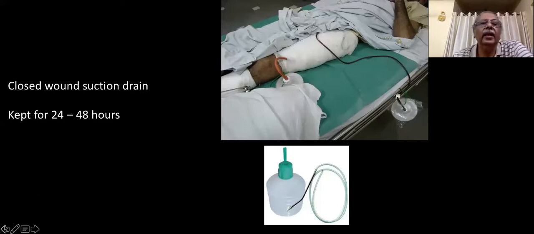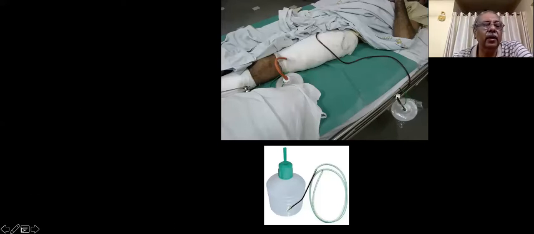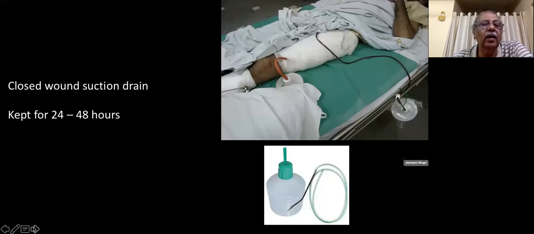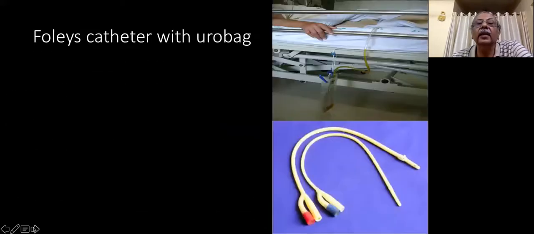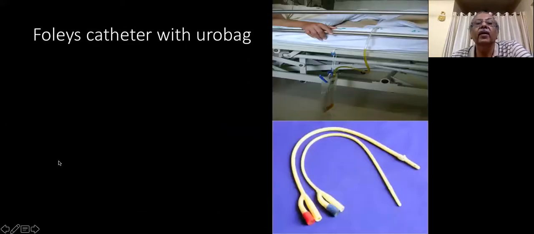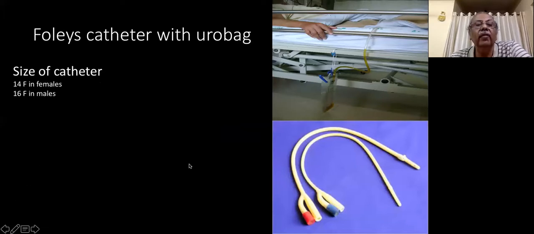Then catheter will be there. Suction catheters may be there. So Foley's catheter with Uro bag. Then what size of the catheter will you use in males and females? 14 for females and 16 for males. So usually you will say that 14F.